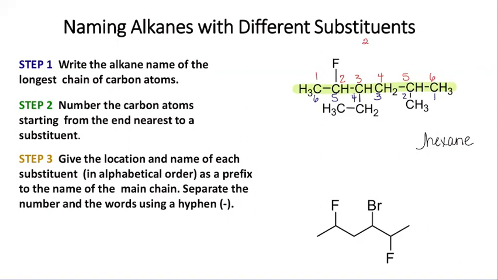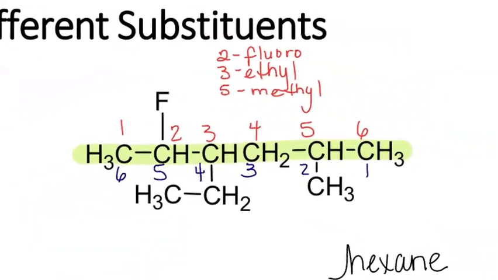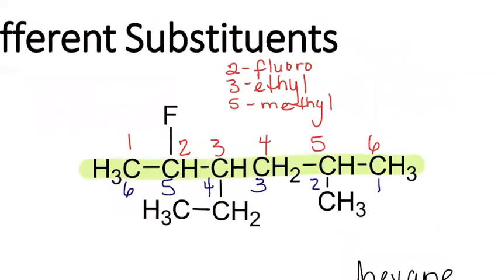In one direction, I have 2 fluoro, 3 ethyl, 5 methyl. Put a 1 in the chat if it makes sense where I got these from. The 2 fluoro, 3 ethyl, 5 methyl. Again, in the red arrangement, this is how I will be numbering it.